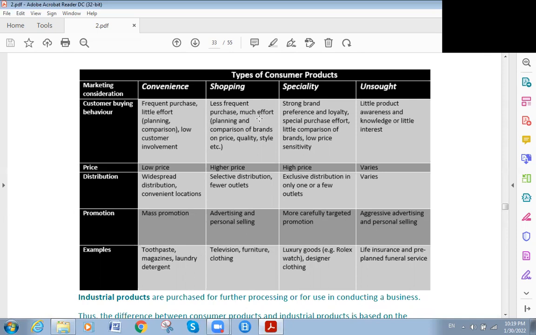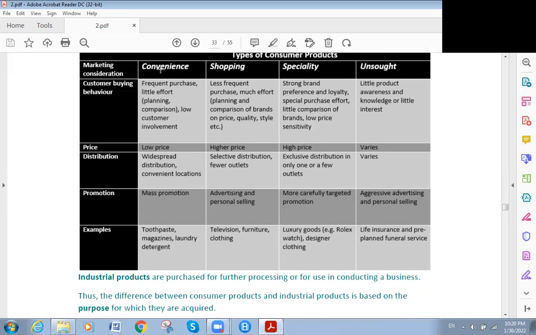Shopping: less frequent purchase, much planning effort. For that type, you do more planning. Specialty: strong brands, and you have loyalty for brands. For example, you choose Sunbeam for electric sets, like kitchen machines, or a kind of Aldo shoes or whatever. So here you have a special mark you are looking for. Unsought: little product awareness and knowledge, or little interest.